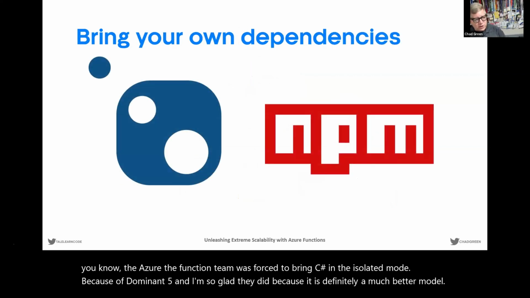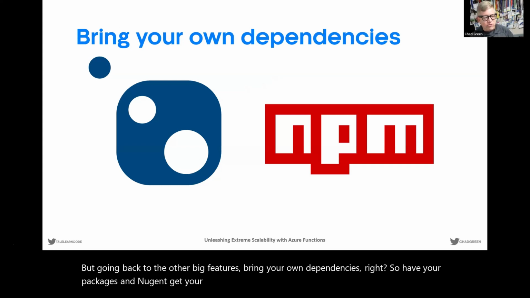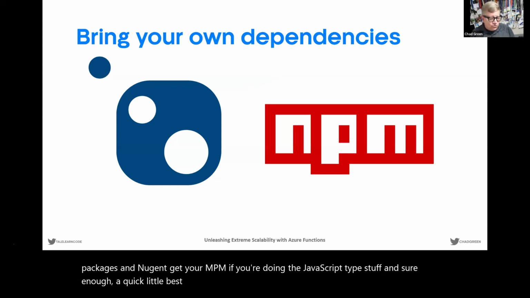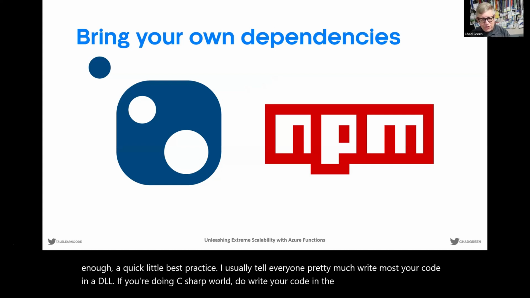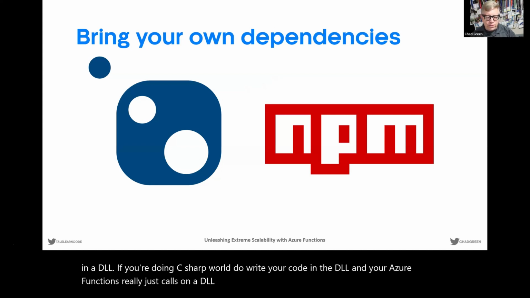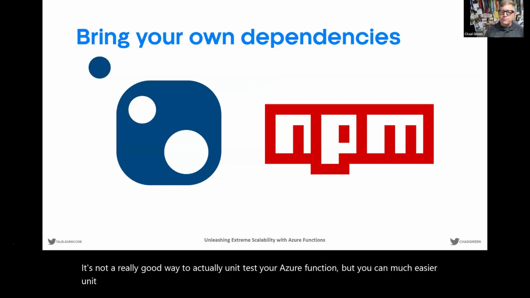But going back to the other big features, bring your own dependencies. So have your packages in NuGet, get your npm if you're doing the JavaScript type stuff. And sure enough, quick little best practice. I usually tell everyone pretty much write most of your code in a DLL. If you're in the C# world, write your code in the DLL, and your Azure Function really just calls into a DLL. The reason why I talk a lot about that is because it's not a really good way to unit test your Azure function, but you can much more easily unit test a class library.